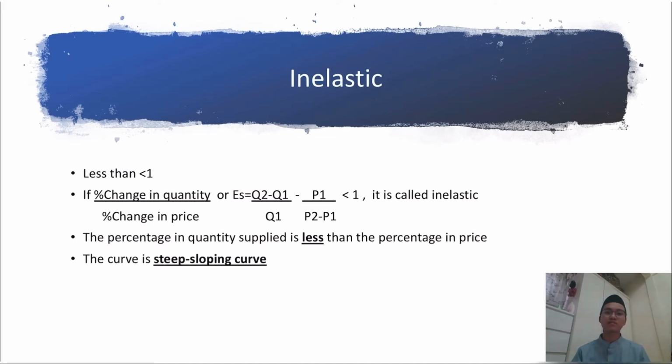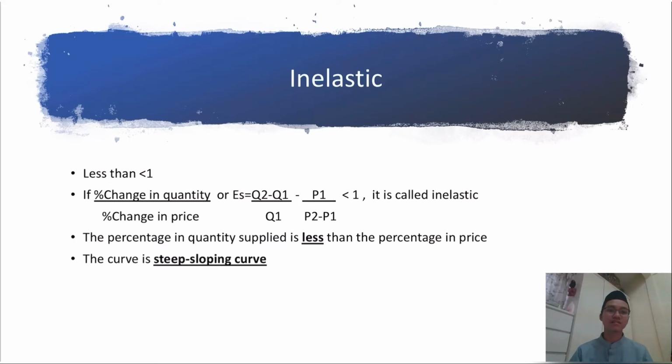Today I would like to talk about inelastic. Inelastic is one of the types of price elasticity of supply. So that's it. Inelastic means the amount is less than 1. So what did I mean by that?